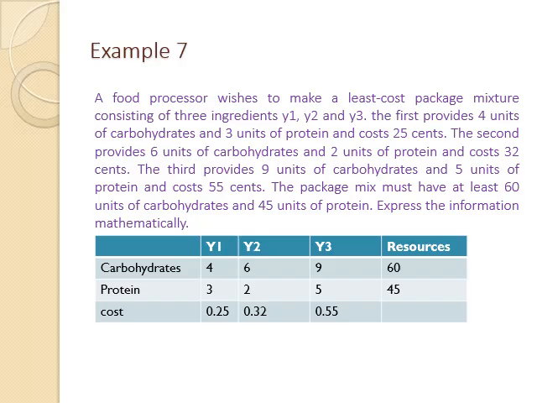The available quantity of carbo is 60 units and the available quantity of protein is 45 units. The cost of 1 unit of y1 is 0.25 and the cost of 1 unit of y2 is 0.32 and the cost of 1 unit of y3 is 0.55.